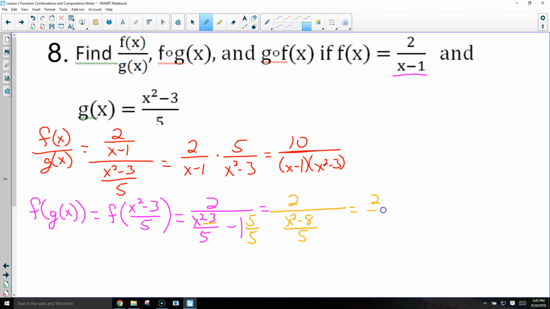Now that's going to be 2 over 1 times 5 over x squared minus 8. So we end up with 10 over x squared minus 8. And that's my function for f of g of x. Now let's do g of f of x.